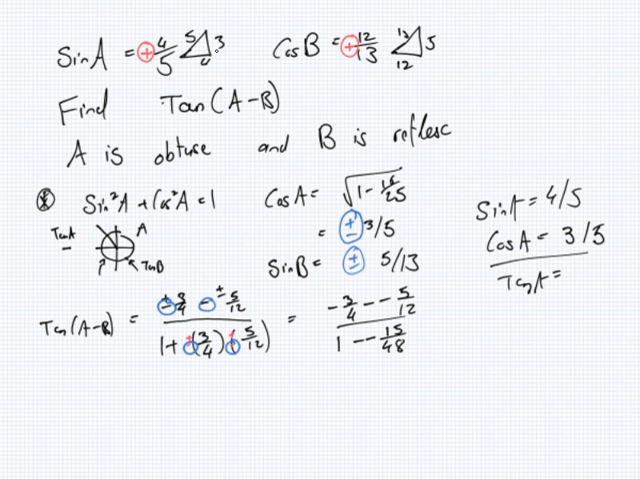Oh, I drew my triangle wrong. I should have put the 4 here and the 3 here. Hang on. What's the easiest way to fix this now? Use cos A.